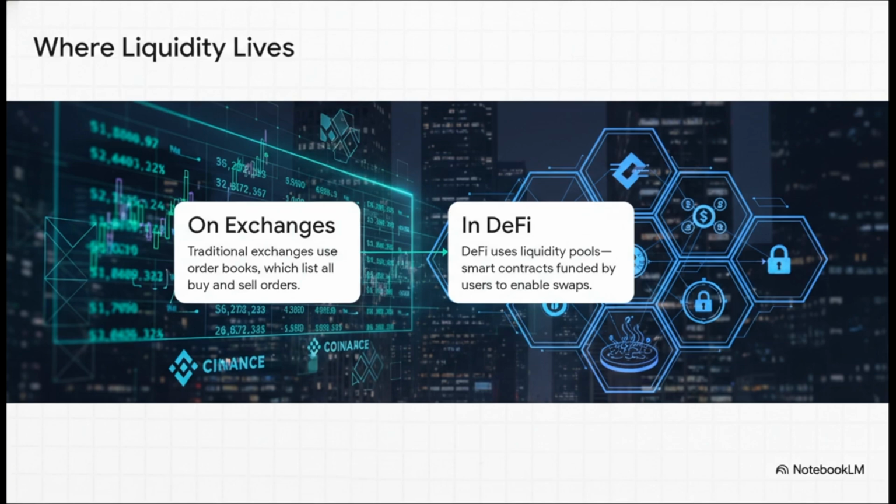And where does all this happen? Well, it's mainly in two places. On your big, centralized exchanges, it's all about that traditional order book we just talked about, just a long list of buy and sell orders. But in the world of DeFi, things get a little different. They use something called liquidity pools. These are basically big pots of crypto funded by users that a smart contract uses to let people swap tokens. The more crypto in the pool, the more liquid it is.